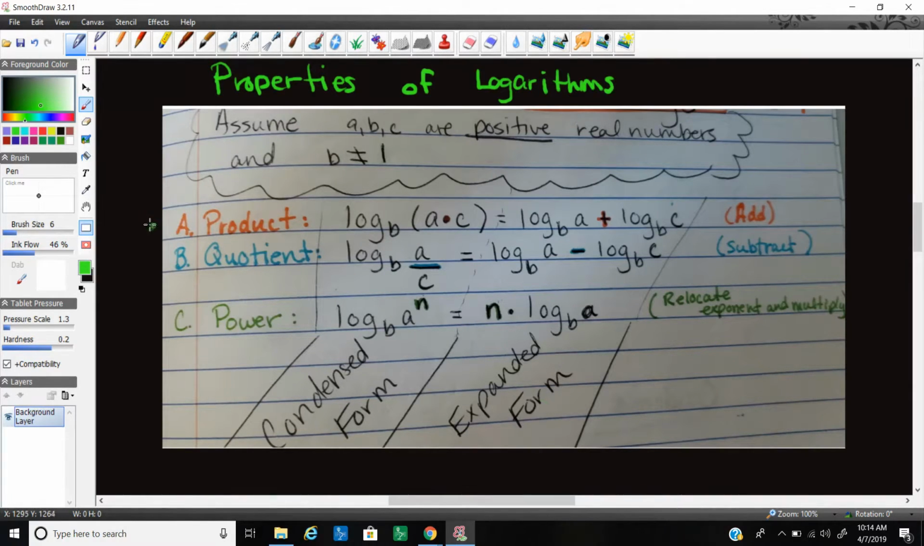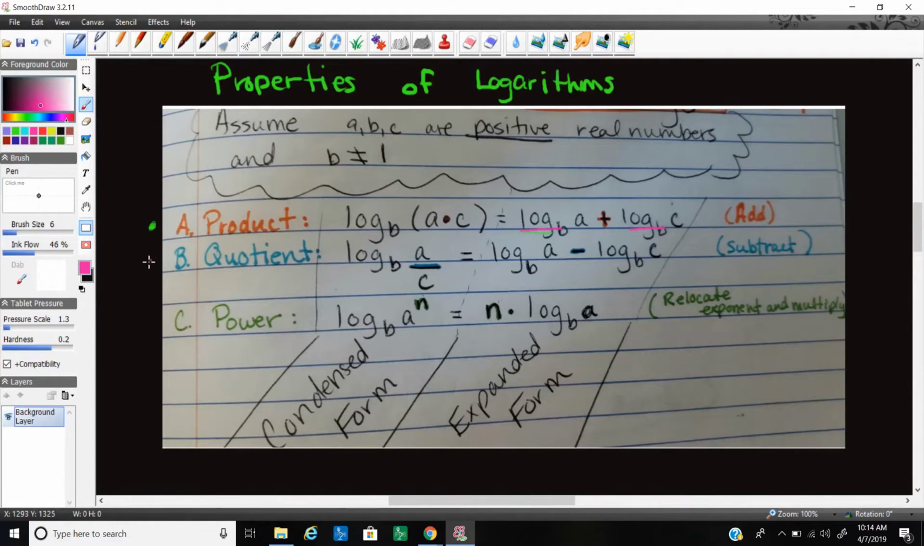Okay, we have the product rule, which tells us that if we're multiplying terms within a logarithm, we can actually expand that to where you have more than one log and we add the terms. So here in this case for a, you have a times c, which is two terms. So therefore you have two logarithms, one for each one, and you're going to combine them with an addition sign, so adding. Okay, and this would be your expanded form. So expanded form is everything on the right.